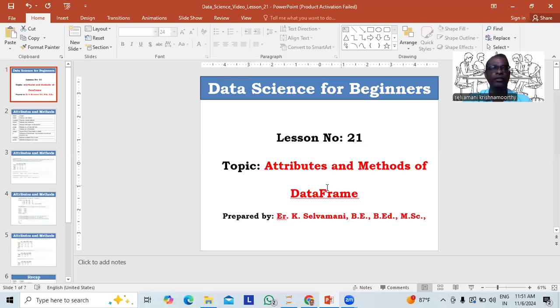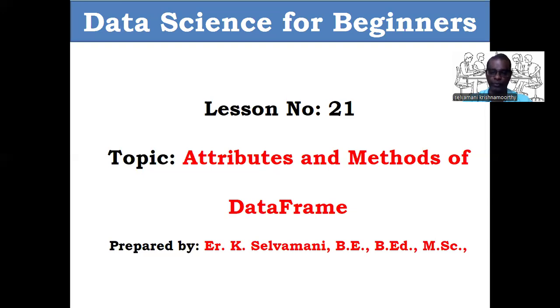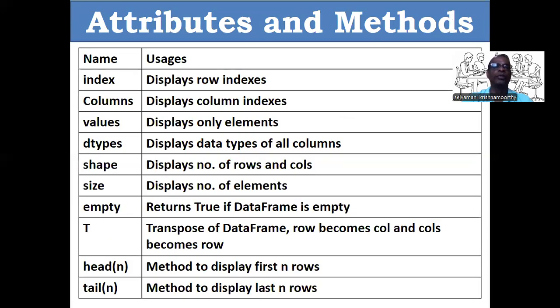See, this is Data Science video lesson number 21: attributes and methods of data frame. This is the topic. Good. Here we have one tabular column containing two columns, name and usages. These are the attributes and methods, and these are their usages. First one, index. Index is an attribute. It is used to display only row indexes. Already we studied it very well.